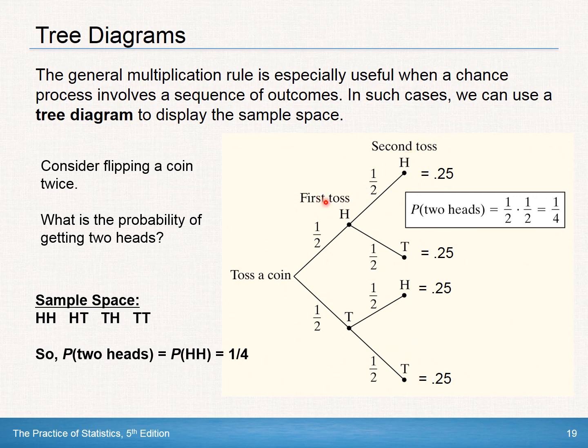So on the first toss, I got heads. On the second toss, I can get heads or tails. Let's say on the first toss, I got tails. Then on the second toss, I can get heads or tails. What are the probabilities associated with getting heads, getting tails, getting heads, getting tails? 1/2 for each of them.